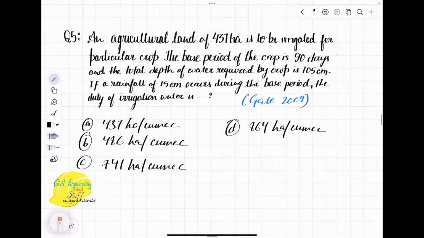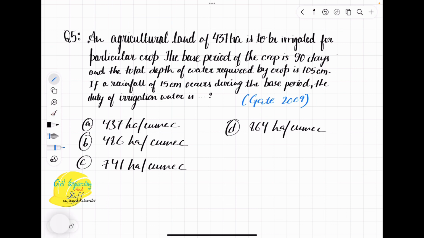Next question is: an agricultural land of 437 hectare is to be irrigated for a particular crop. The base period of the crop is 90 days. The total depth of water required by the crop is 105 centimeters. If a rainfall of 15 centimeters occurs during the base period, what will be the duty of irrigation water? We have been given four options, so solve it and see if you're getting the correct answer.